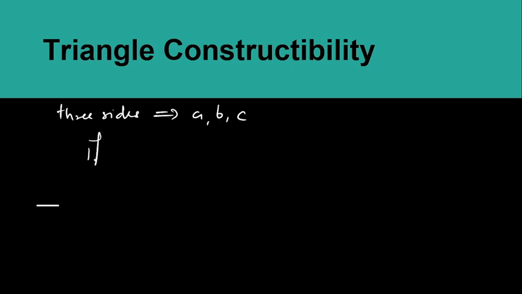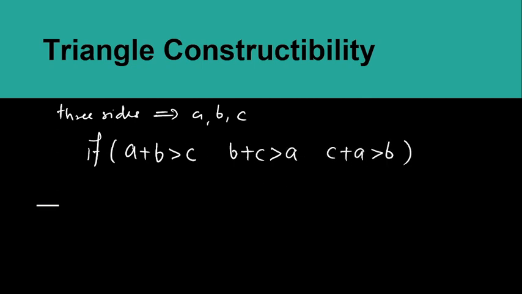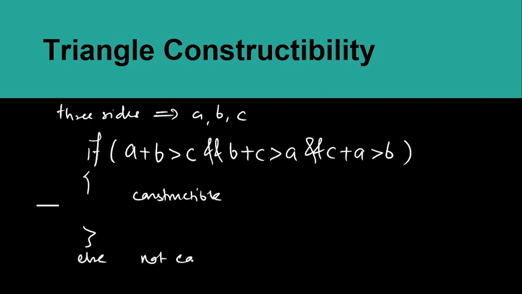So I'll be making an if condition where I would have A plus B greater than C. Again, B plus C should be greater than A, and C plus A should be greater than B. You can see three conditions, and I want all of them to be true, so they have to be combined with AND. If this is true, I'll say the triangle is constructible, and then we are going to find the type, and in else I'm going to simply say it's not constructible, right?